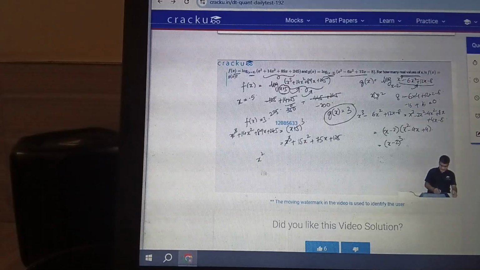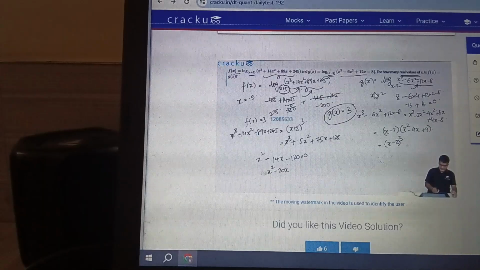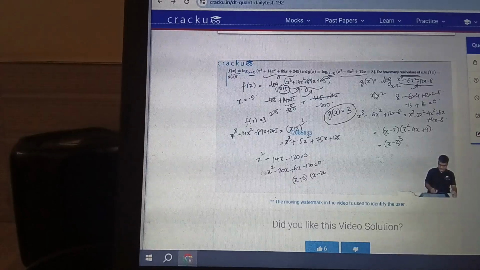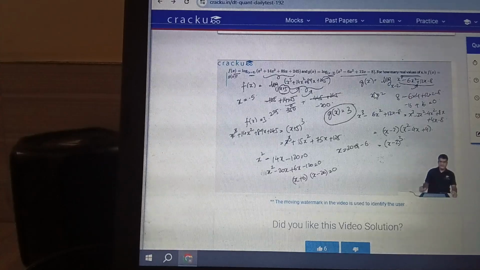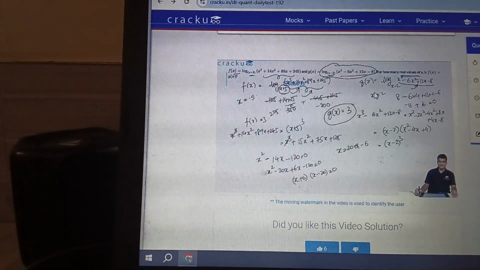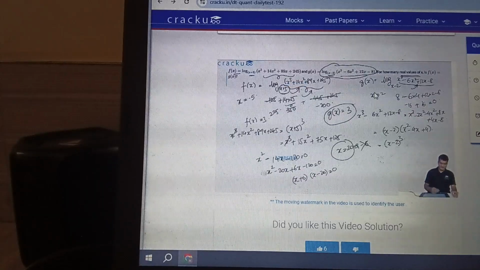So this becomes x square minus 14x minus 120 is equal to 0. This would be x square minus 20x plus 6x minus 120 is equal to 0. Or this would mean that x plus 6 into x minus 20 is equal to 0. So the value of x has to be either 20 or minus 6. But note that when x is equal to minus 6, the logarithms are not defined because x minus 2 will be a negative number and you can't have a negative number as the base of a logarithm. So x cannot equal minus 6, so the value of x will equal 20. So there is only one real value of x for which f of x is equal to g of x.